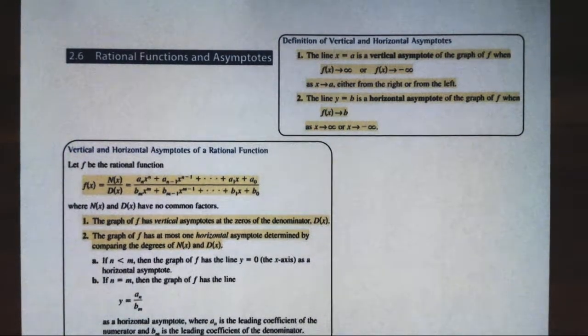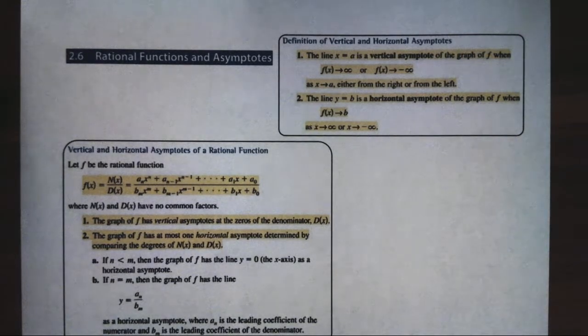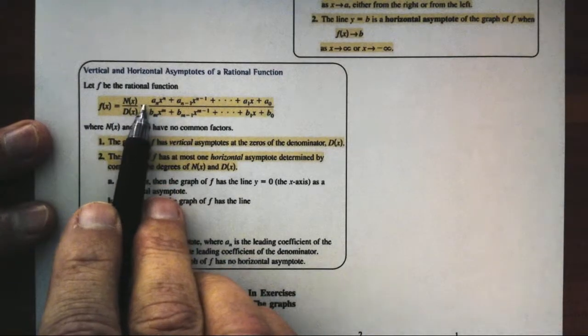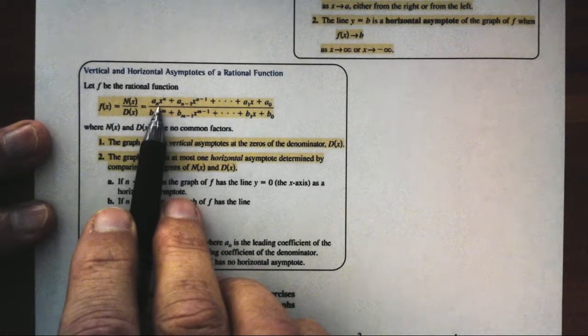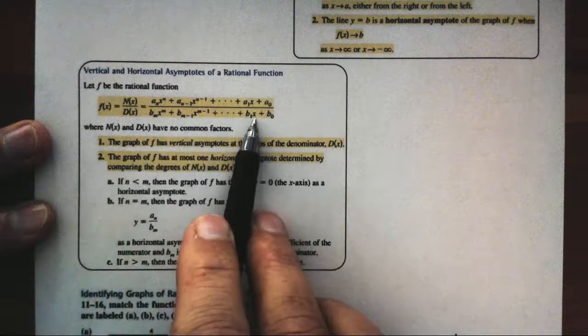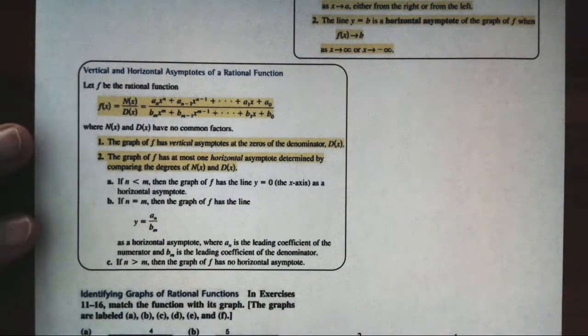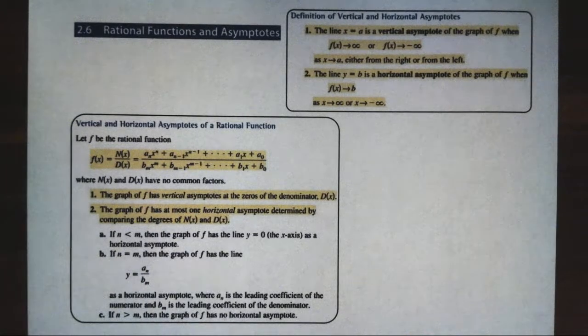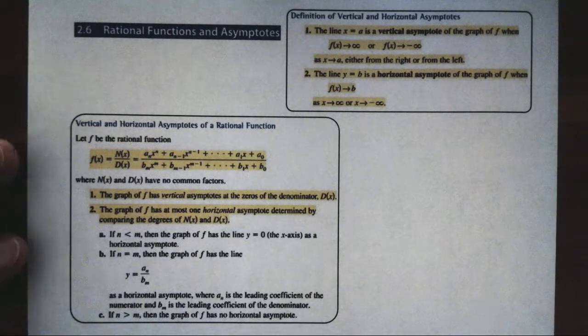Welcome to section 2.6, rational functions and asymptotes. This is really quite the prelude to 2.7 where we get into full-fledged graphing of rational functions. So let's start out with what a rational function is. After you get through reading all this, we recognize all it really is just a polynomial divided by a polynomial. And then there's a discussion of asymptotes, and we've been exposed to asymptotes before.